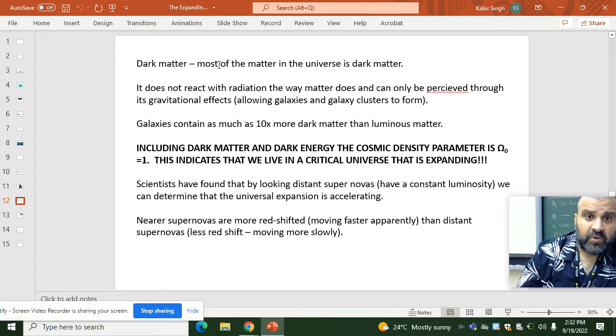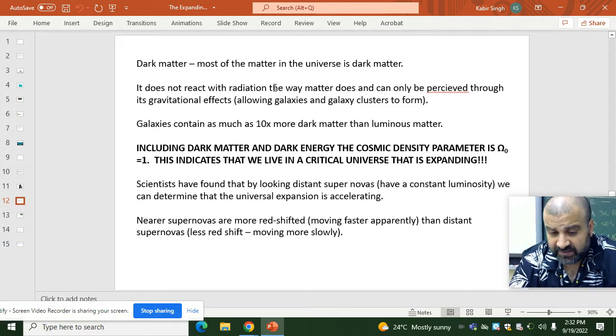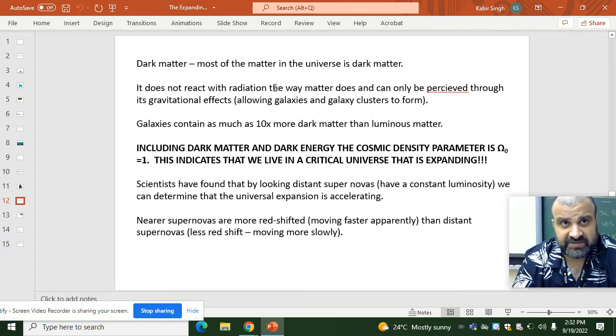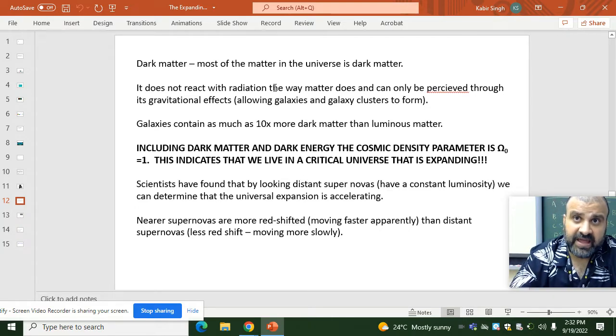So dark matter. Most of the matter in the universe is dark matter. It does not react with radiation the way that matter does. So it doesn't reflect light. It doesn't absorb light and become hot, right? Think about you lying out on the beach and the sun's hitting you and your body gets hot. You're absorbing energy. You can either absorb energy, reflect energy like a piece of glass reflecting light, or the energy can pass through you. Dark matter does not react with light or radiation in the same way.